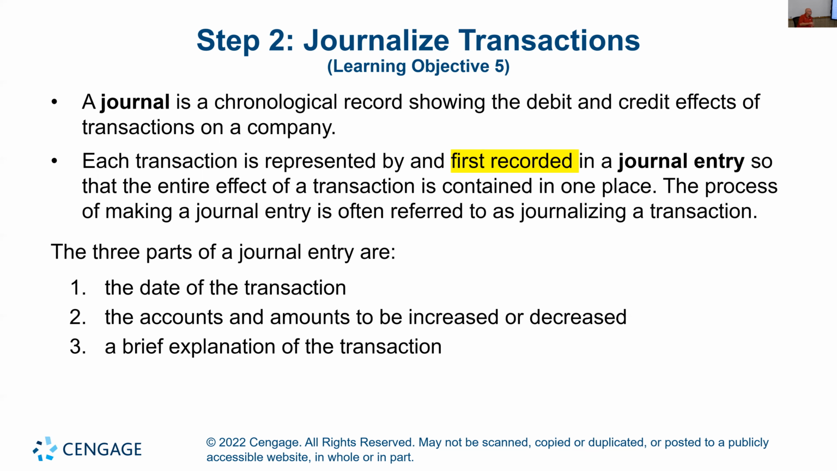Okay. The three parts of our journal entry, whenever we go to record our journal entry, we need to have the date of the transaction listed, the accounts, and the amount to be increased or decreased. Okay, so like I said, we're always going to have at least two. It could be possible that we have more.